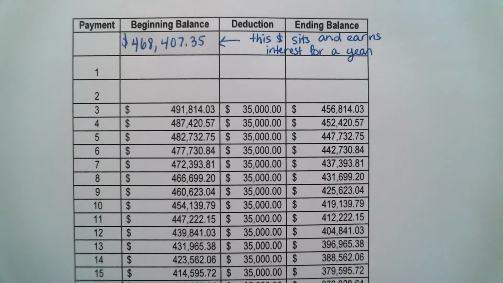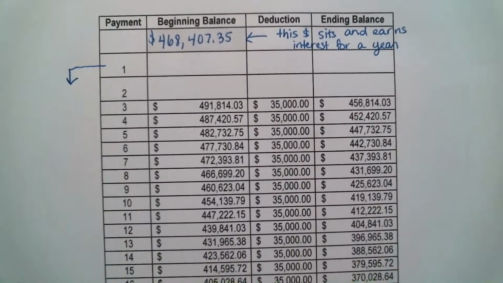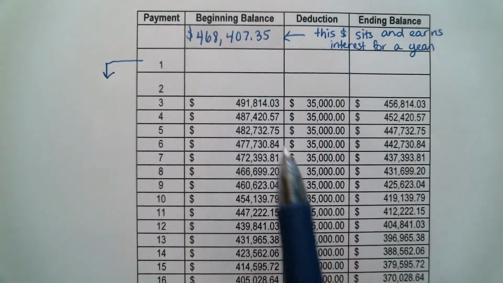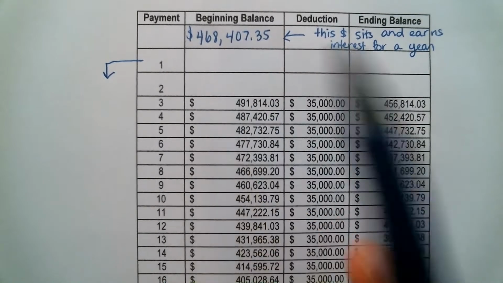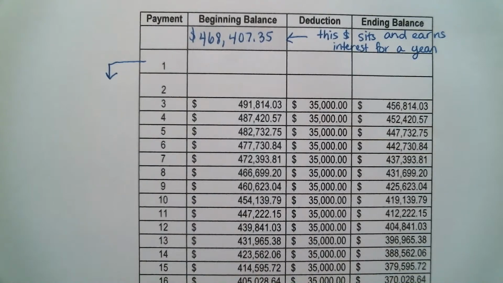Money is in the account now. Okay, so I'll come out to the side here and do this, since there's not enough room in the table itself. So we need, after a year has rolled around, what is our new balance? Because this money has been sitting in there earning interest.